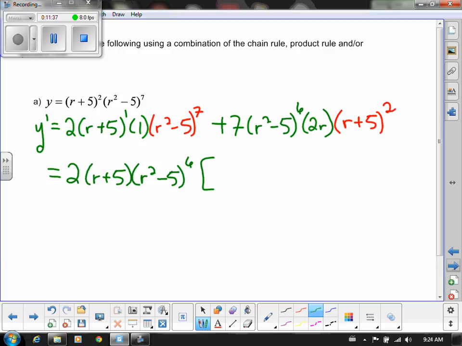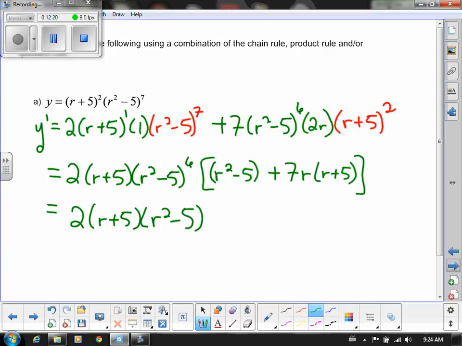So when I factor that out and I compare, in that first term, I had a 2, I factored it out. I had r plus 5 to the 1, I factored out r plus 5 to the 1. All that's going to be left is r squared minus 5. I had 7 of them, I factored out 6, that leaves me with 1. Now I'm going to move on to the second term. So in this example, there was a 2r, I'm factoring out the 2, so the 2 goes away. So we're left with 7r. There's going to be an r plus 5, and the r squared minus 5 to the 6, that's been factored out.